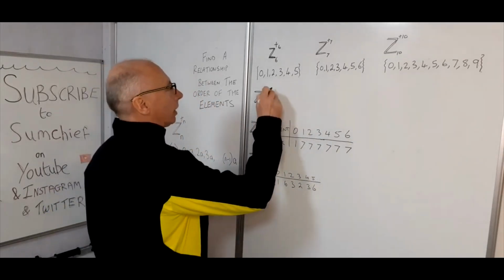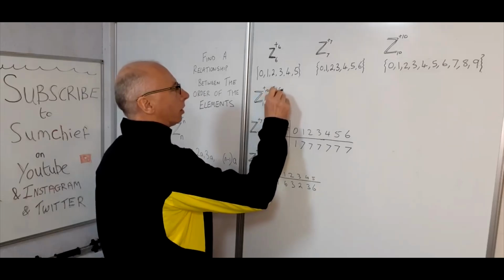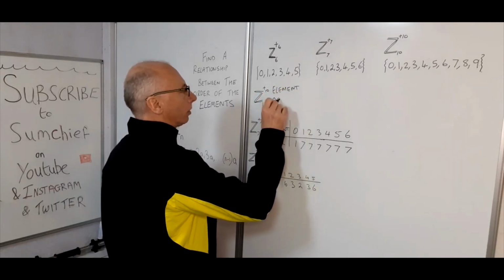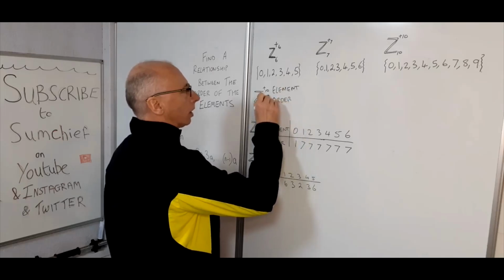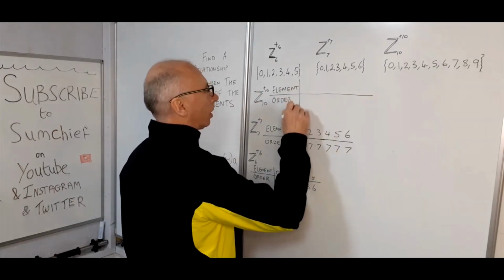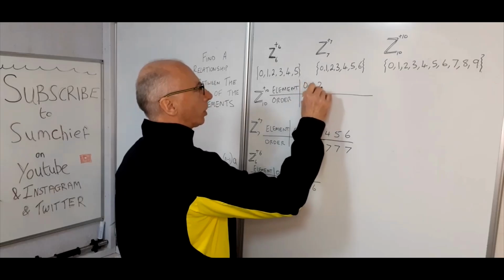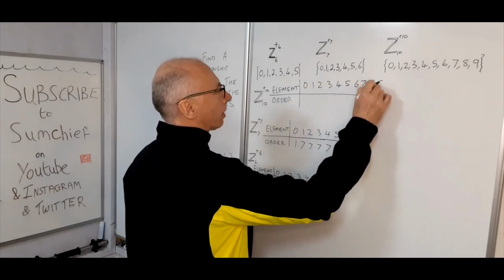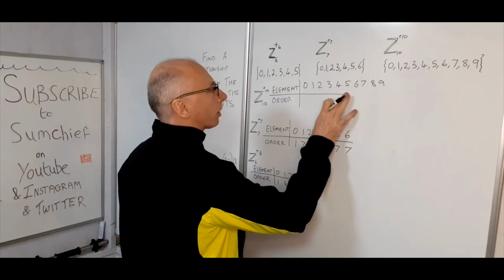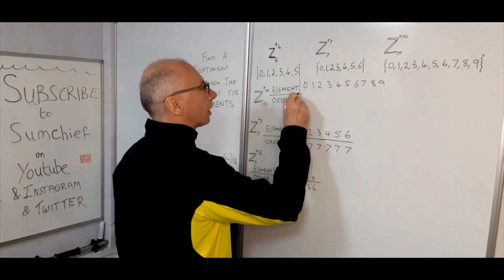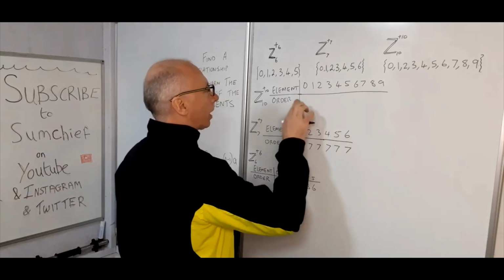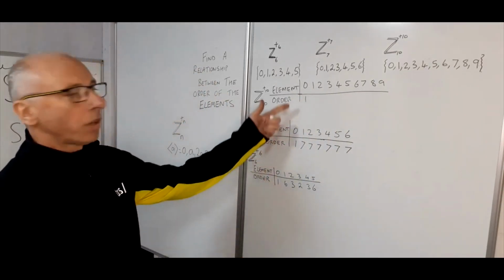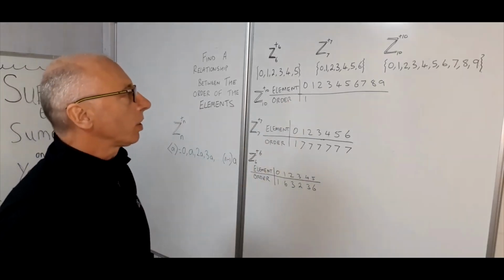So element, order, okay, 0, 1, 2, 3, 4, 5, 6, 7, 8, 9. Okay, let's make that a little bit neater. Okay, so 0 is of order 1. So that does follow the pattern in all of the addition sets.